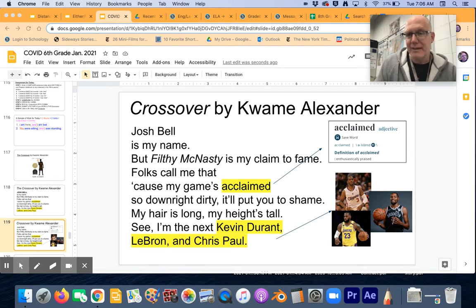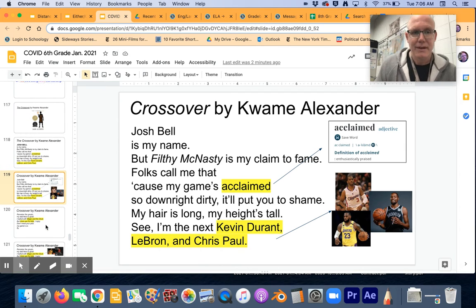But Kevin Durant has fewer titles than him, but these are 1-2 in the league right here in terms of talent. So if you don't know basketball, then you don't know what these guys look like, what they do, what their game looks like. But if you do, then this line, Kevin Durant, LeBron, and Chris Paul, makes total sense. Here's another one, second stanza.